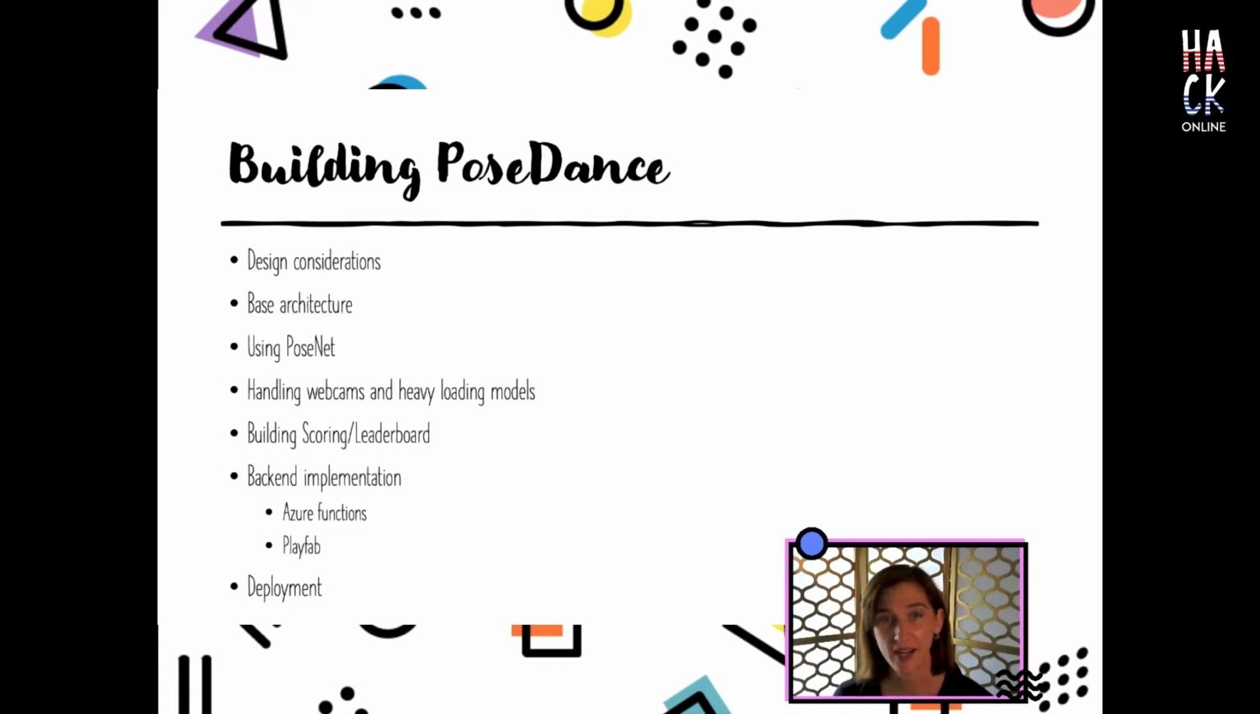Okay, we decided to build this app called PoseDance. I want to talk about several things that went into building this application. One of them is the design considerations involved. Another is the base architecture, using PoseNet, and some considerations that need to be taken into account, because these are pretty heavy models. Then, how you handle webcams on the web. I'm sure you've had the experience when the light pops up and you're on candid camera. Let's be a little careful with how we handle that on the web.